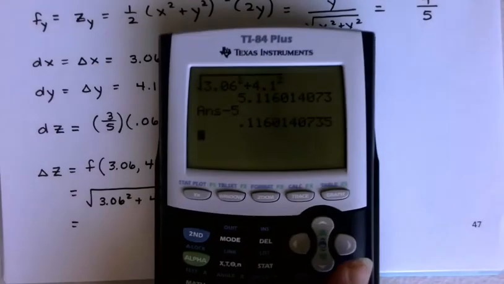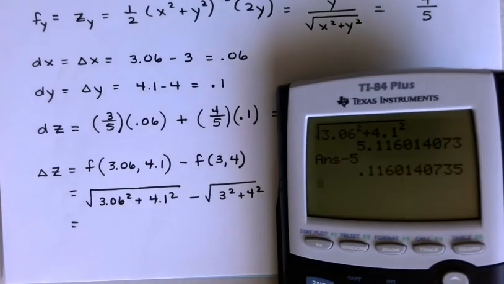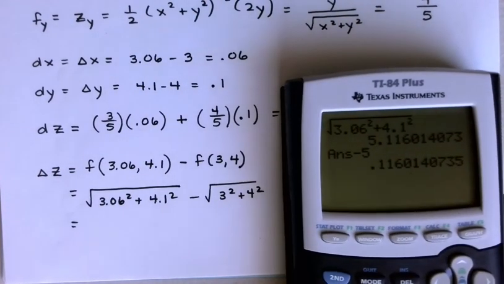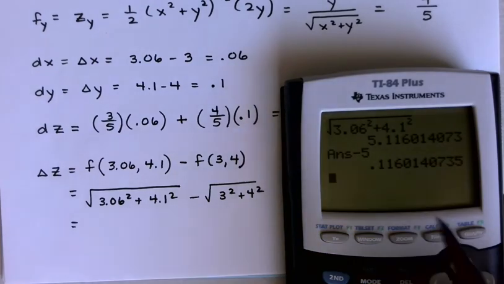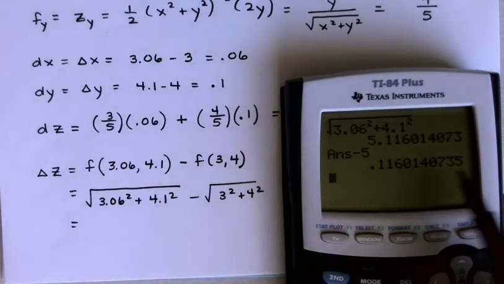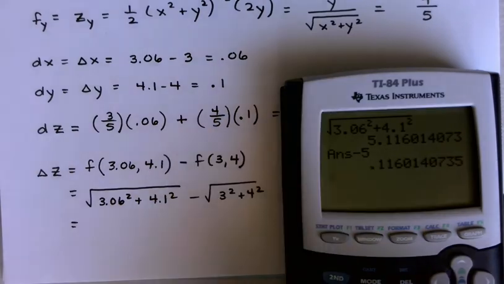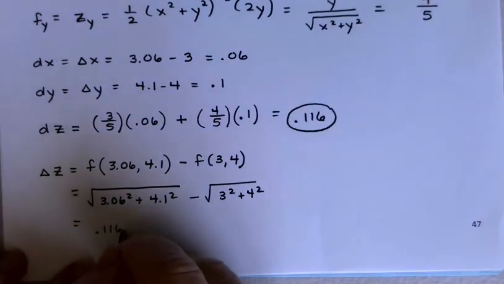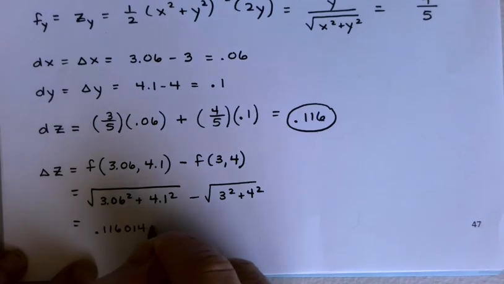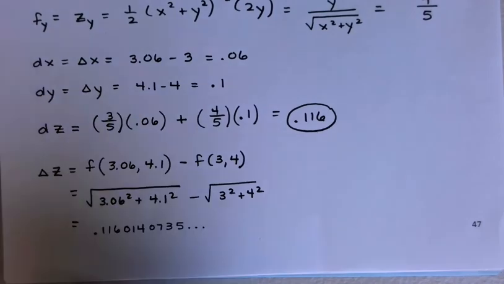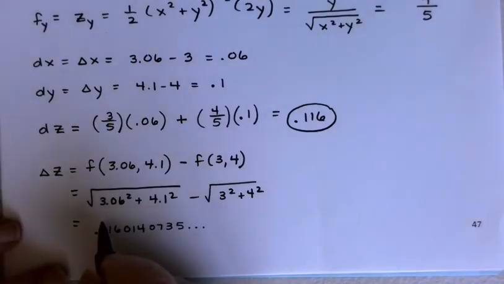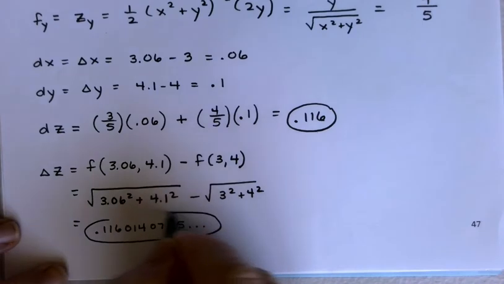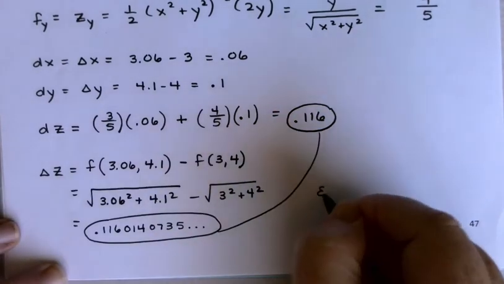And I end up, oops, if I can get that so you can see it, you can probably see I ended up getting 0.116014 and so on. So it's very, very close. That would, of course, continue. And you can see that these two numbers are very close. This is an excellent approximation.